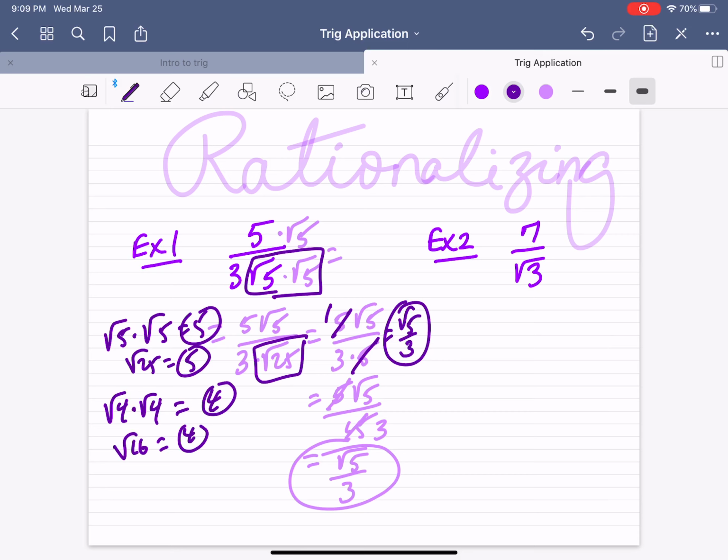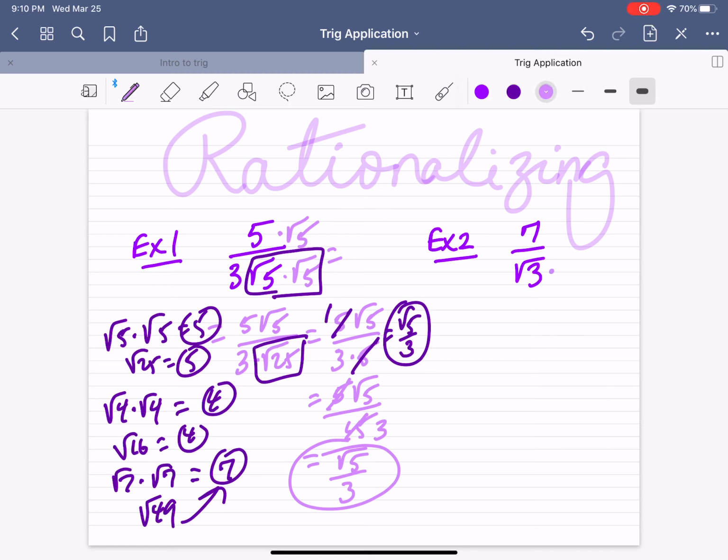So one more just in case you didn't get it. Let's say you have square root of 7 times square root of 7. The answer would be 7. Here's the math behind it. 7 times 7 is 49, and the square root of 49 is 7. So you can start using that shortcut now that you know the math behind it. So example 2.